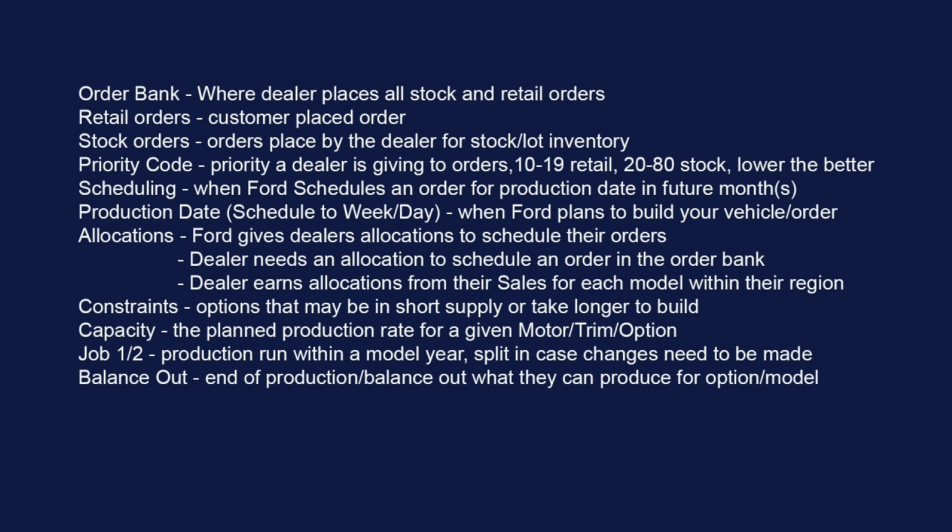Job 1 and Job 2: they usually split the year into two jobs. Job 1 is the launch of the new year. For Job 2, if they need to make any drastic changes because of capacity or supply issues, or they notice they can do something better, they make those changes for the second half of the year. Balance out is when they're finishing out production and scheduling for the end of production for the model year. They've already ended production for the Maverick, so they balanced out the Maverick for 23. They're moving on to 24 now, and that's what they're scheduling for.